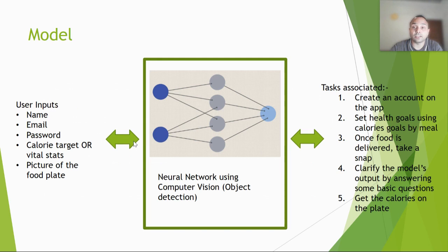This is the model. The user inputs I'm taking are their name, email, and password to create an account, a calorie target, which they could potentially set, or they could provide vital statistics such as gender, height, and weight so we can understand how many calories they should take. And then there'll be a picture of the food that they need to take and upload into the app.